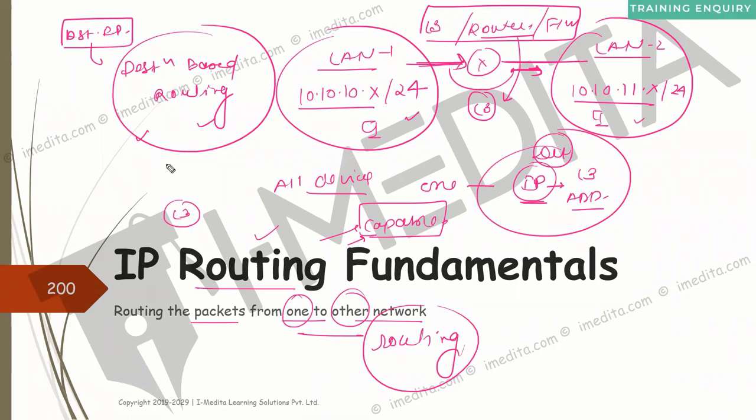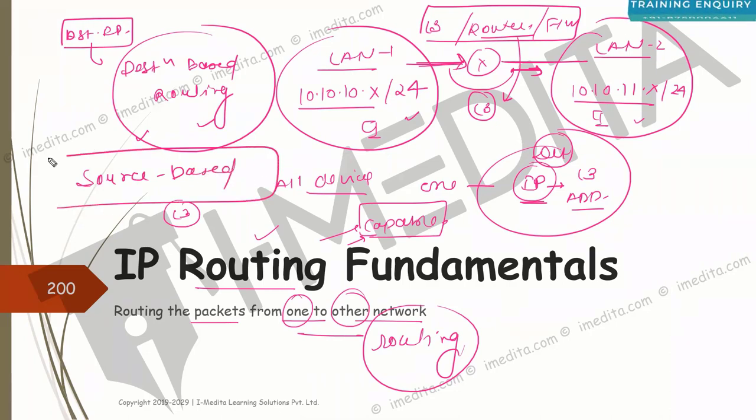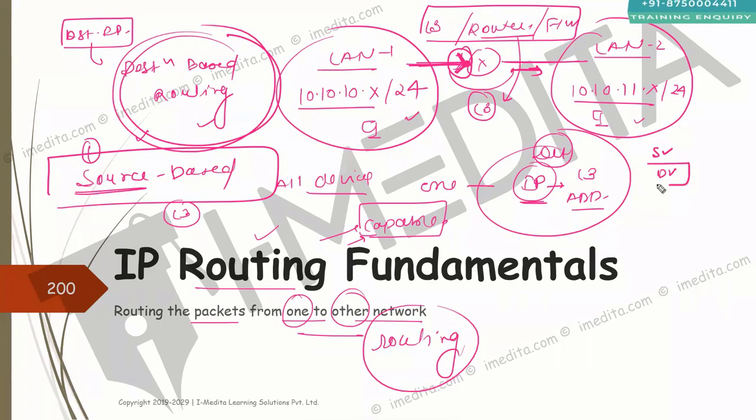Routers typically do not perform source-based routing, but we have the capability. The routers have the capability to perform routing based on source address as well. Meaning when the packet arrives on the router interface, a router is not only going to look at the destination IP, it is also going to look at the source IP. Or it can just look at the source IP, and based on that, it can perform the routing of the packet from one network to another network. So these devices are capable of performing the routing based on both source IP address and destination IP address. By default, they perform the packet forwarding based on destination IP address.